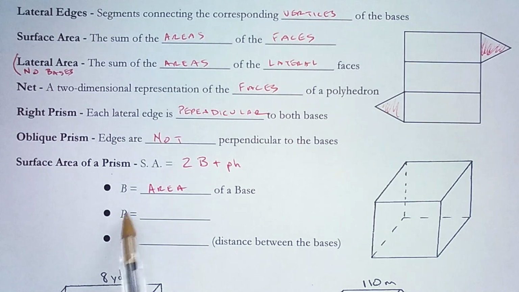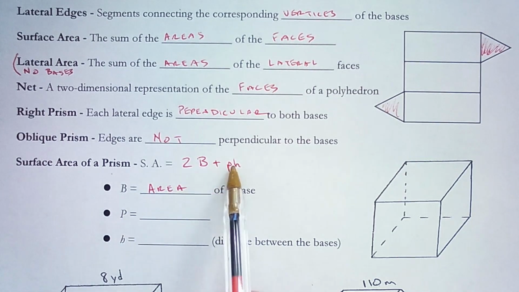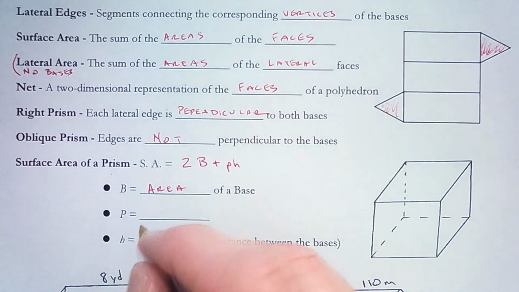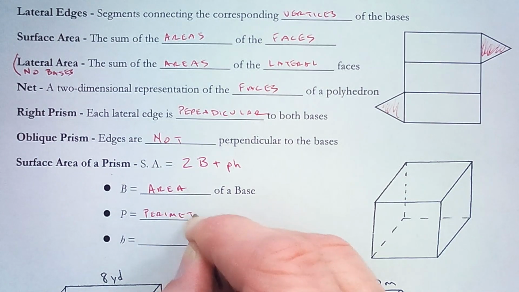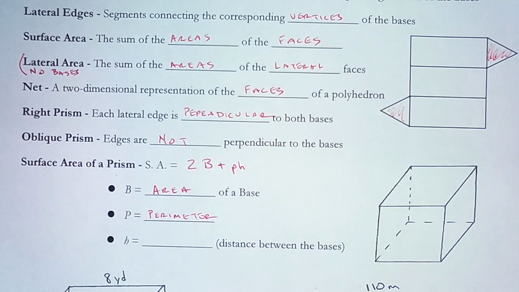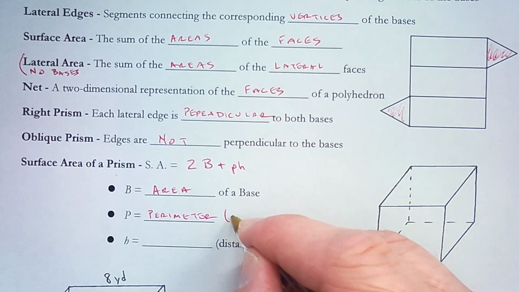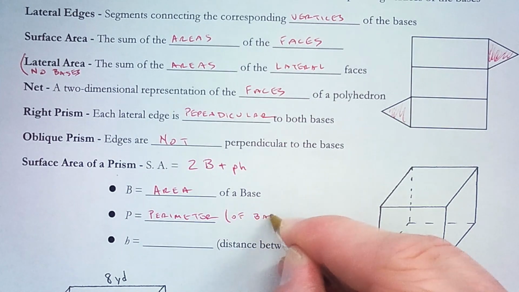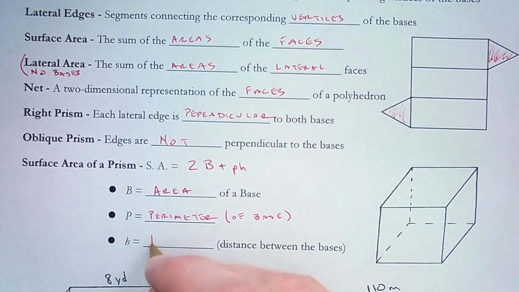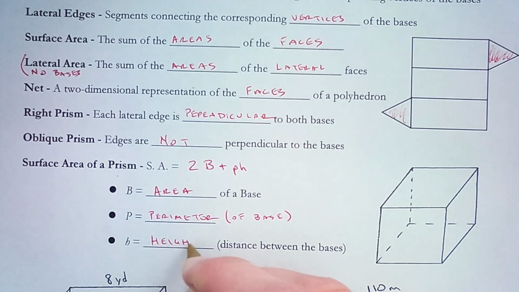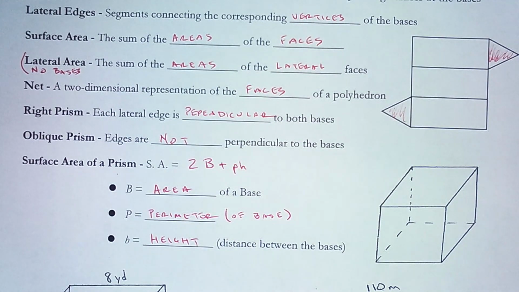Now, P, I have capital here. It really doesn't matter if P is capital or not. P is always for perimeter. Okay, now that is the perimeter of a base, so I'll put in parentheses, of the base. And h is the height, which is the distance between the bases.